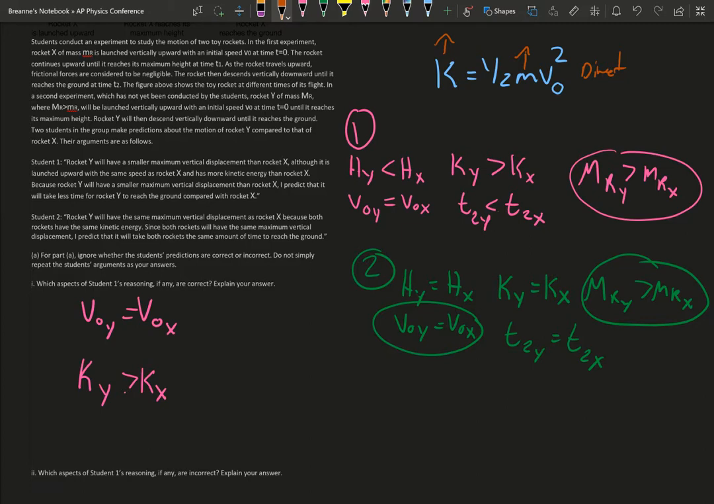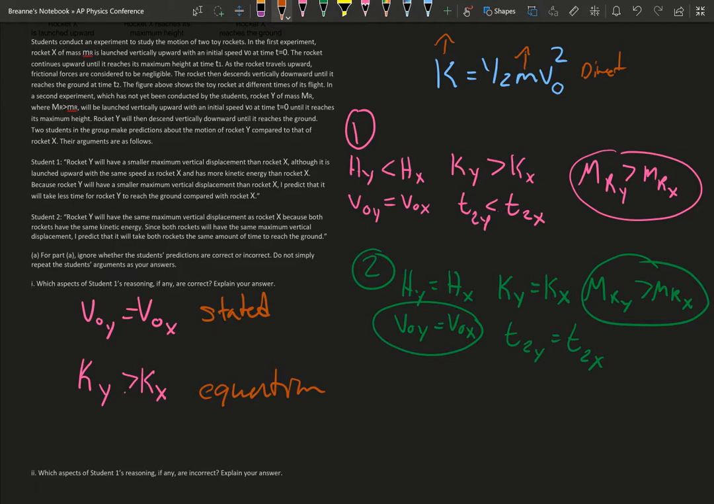And that's about it. We can't mathematically prove the others. This was stated in the problem, and this we can prove by an equation. The other two things we can't really prove right now. So we don't know. If you want to put that into a sentence, it could sound like: student 1 is correct that rocket Y is launched with the same upward speed as rocket X. And since rocket Y has a larger mass than rocket X, rocket Y has more kinetic energy than rocket X. So it can be as simple as that.